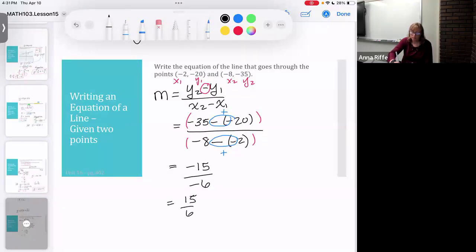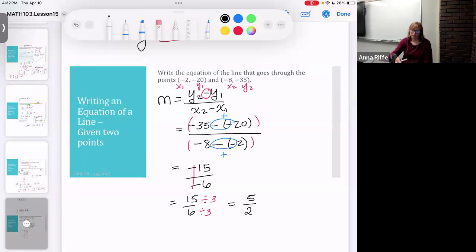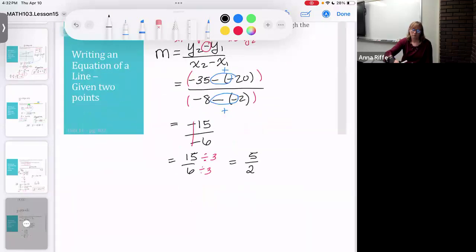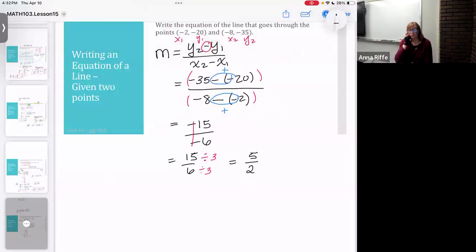15 over 6. So that's helpful. Those negatives cancel each other out essentially. And I can reduce this. I'm looking for a number that you can divide the top and the bottom by. It looks like both are divisible by 3. That leaves me with 5 halves as my slope. Okay, so that is our slope.